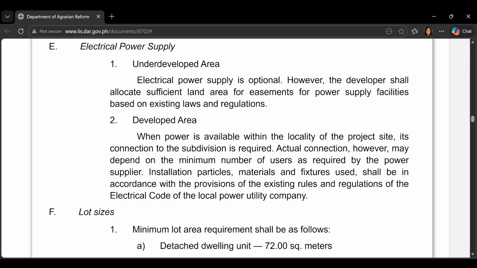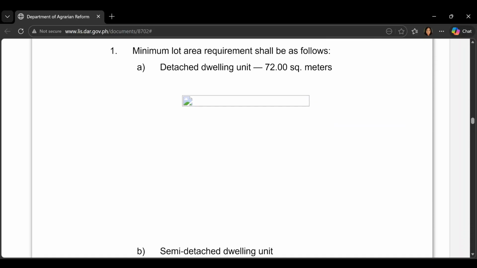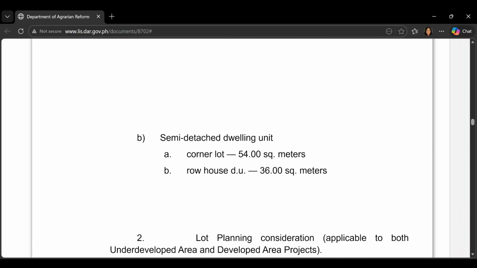Installation practices, materials, and fixtures used shall be in accordance with the provisions of the existing rules and regulations of the electrical code of the local power utility company. F. Lot sizes. Minimum lot area requirement shall be as follows. Detached dwelling unit, 72 square meters. Semi-detached dwelling unit, corner lot, 54 square meters. Row houses, detached unit, 36 square meters.